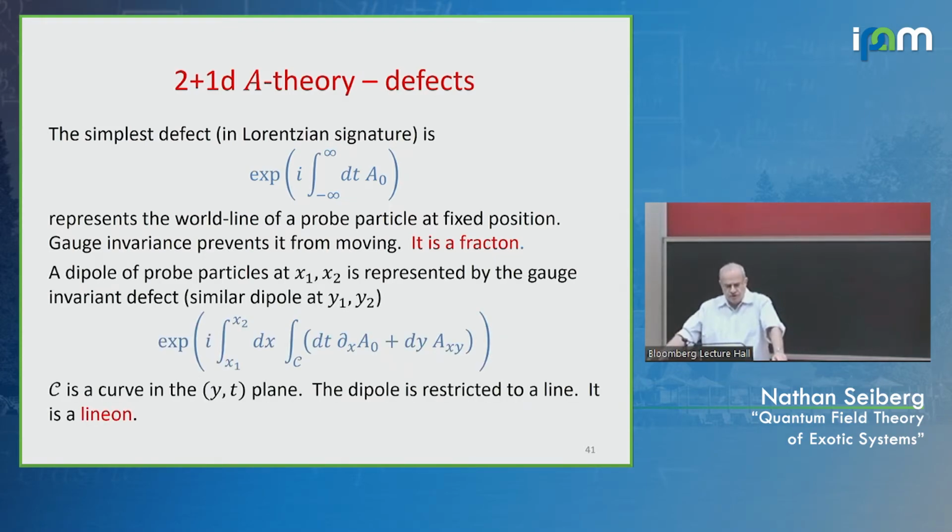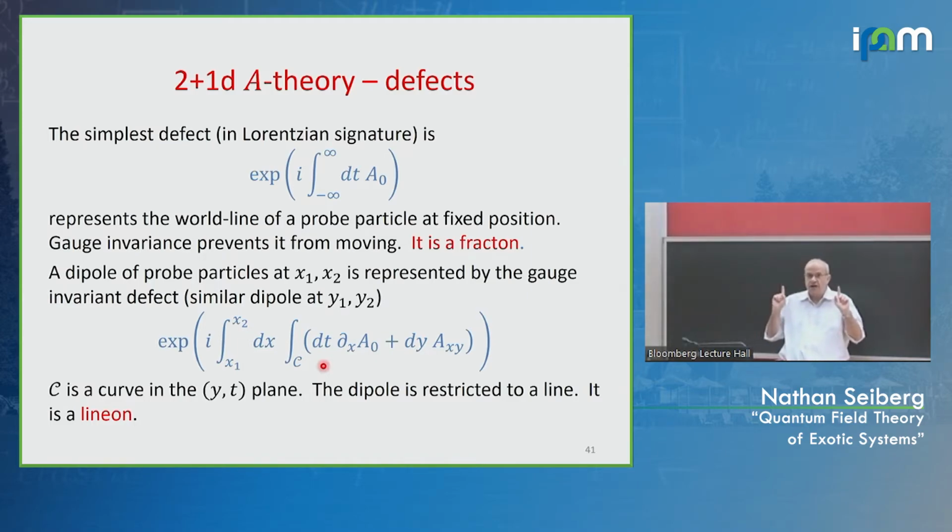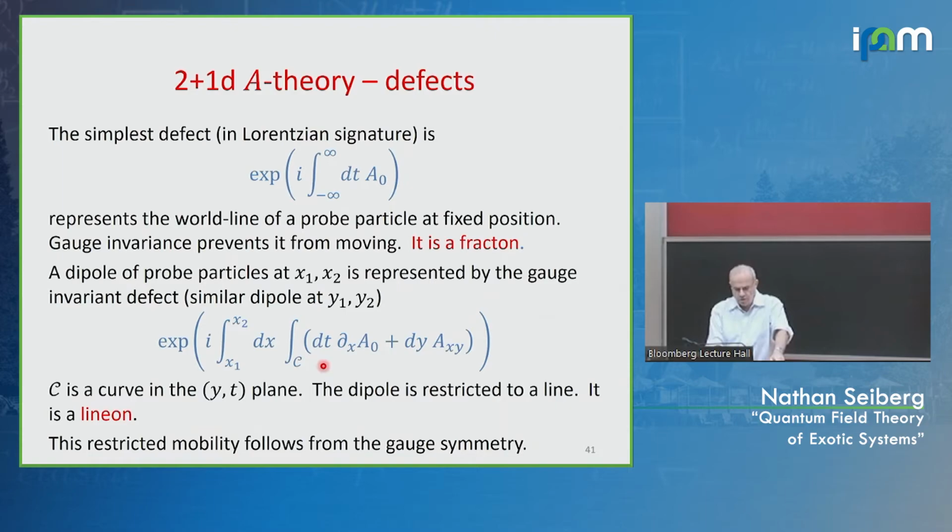However, if you have two of them, like a dipole, say at positions x1 and x2, I can have a more complicated object: two particles with charge 1 and -1 at two positions in x, and then they can move in y. This is again a property of fracton theories. I'm sure you heard about it in the other talks, and this is a lineon. So a single charged particle is a fracton, and a dipole of them is a lineon that can move in y. So this restricted mobility follows from the gauge symmetry.